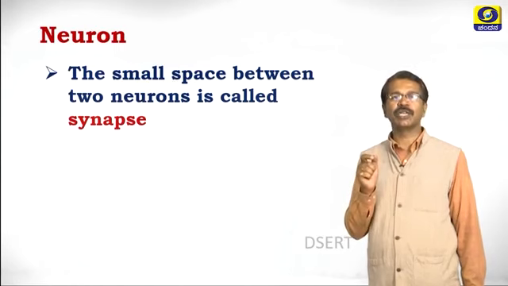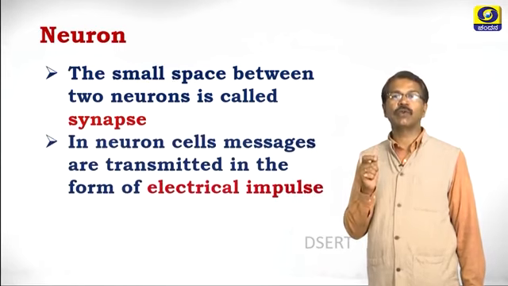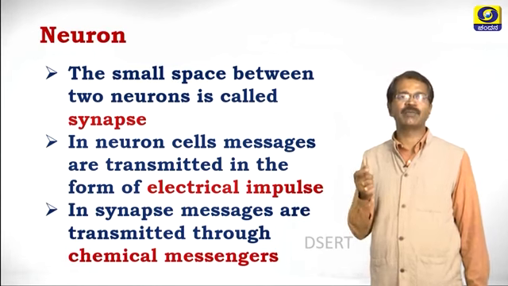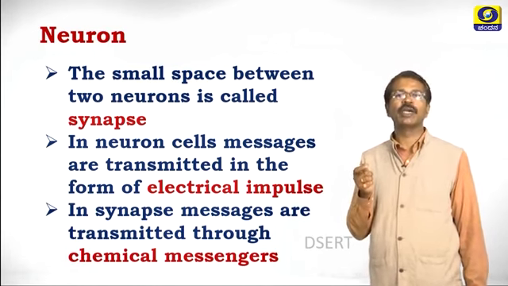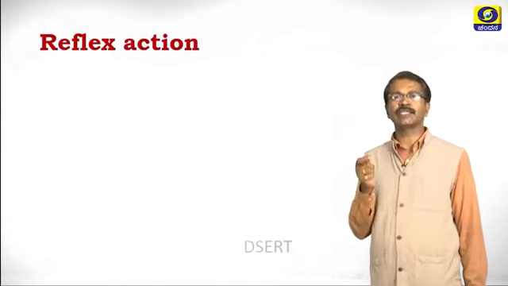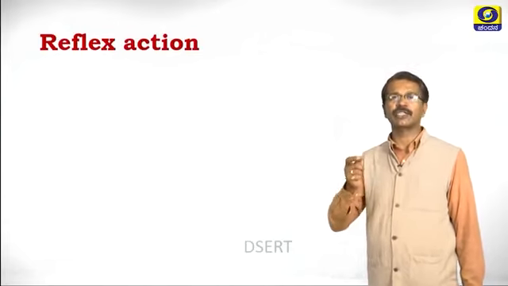In the examination, you can definitely expect such kind of questions. So, as I mentioned, in the neuron cell, messages are transmitted in the form of electrical impulse, whereas in the synapse, messages are transmitted through chemical messengers. That chemical messenger is acetylcholine. Next, come to the reflex action.